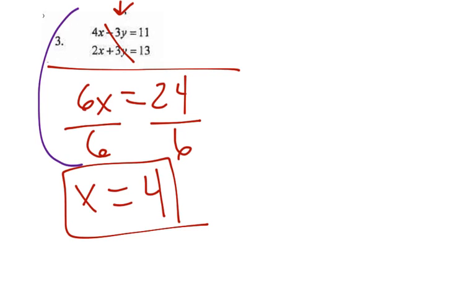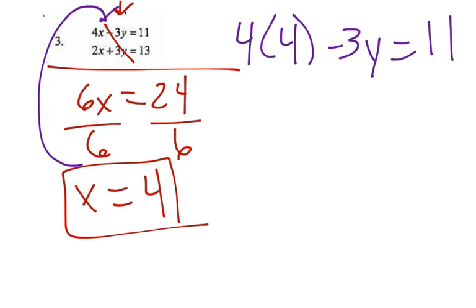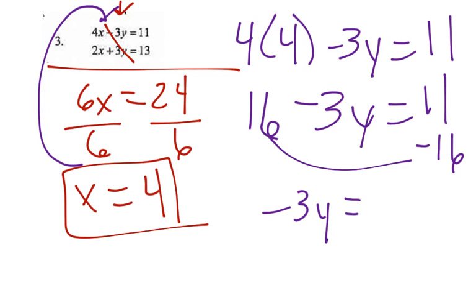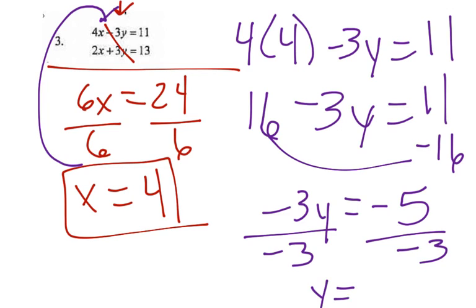Take that answer and plug it in for x. 4 times 4 minus 3y equals 11. 4 times 4 is 16. Minus 3y equals 11. You're going to have to subtract the 16. So negative 3y equals negative 5. Divide by negative 3. Y is equal to 5 over 3.